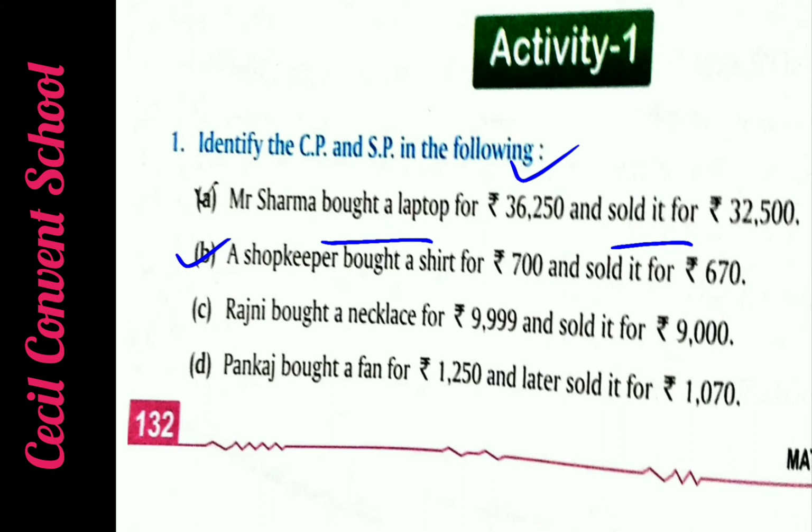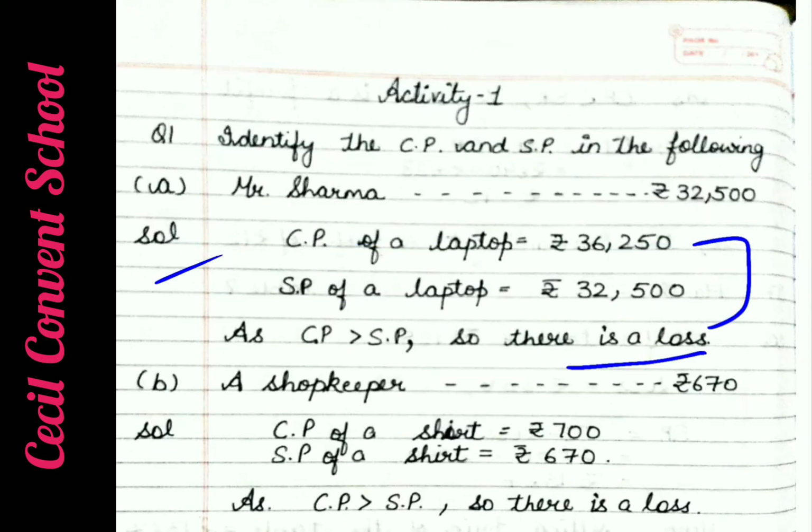A shopkeeper bought a shirt for rupees 700 and sold it for rupees 670. Cost price is 700, sold means SP is 670. From these two, which one is big? Cost price. Again we get a loss. So we write cost price of a shirt is 700, SP of a shirt is 670. As CP is greater, we get a loss.